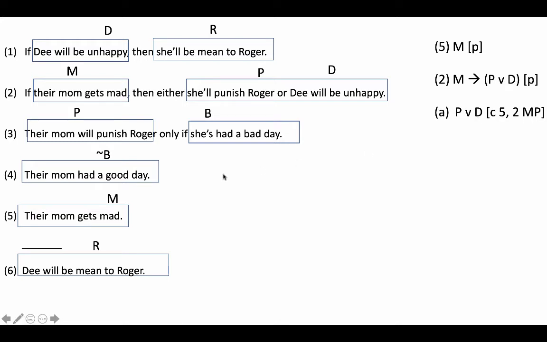So I'm going to look back over here and try and find what else is simple. And remember, not B is simple. So I'm just going to write that down. And then I'm going to look through and see, okay, if I know that B is false, is there anything I can infer? Well, there's a B here, so let's look at that one. Their mom will punish Roger only if she's had a bad day gets symbolized P arrow B. And if I know that B is false, and I know P guarantees B, since P guarantees B but B isn't right, P can't be right either. So I can conclude that P is false.